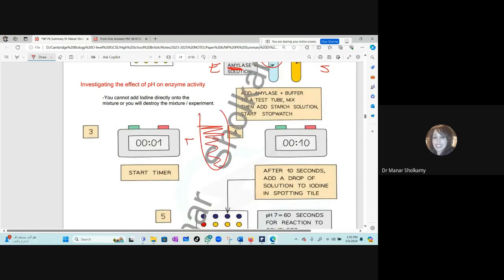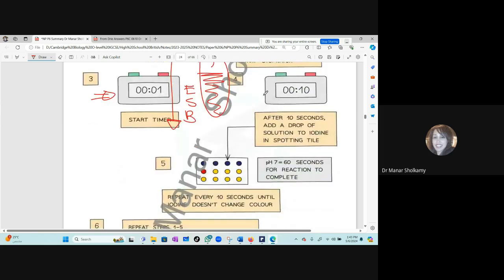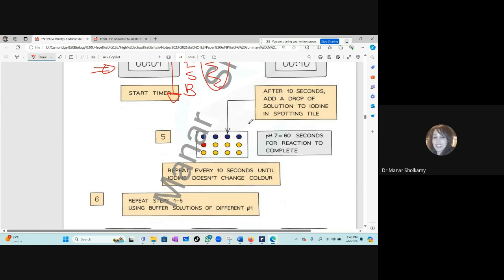This mixture contains the enzyme, which is the amylase, and the starch and the buffer, all three together. I will take one drop out every 20 seconds. Here is the stopwatch. You wait for 20 seconds and you take out one drop and you put it on a spotting tile. And you wait for the color to remain yellow-brown. Once it remains yellow-brown and does not change to blue-black, then the experiment has ended.